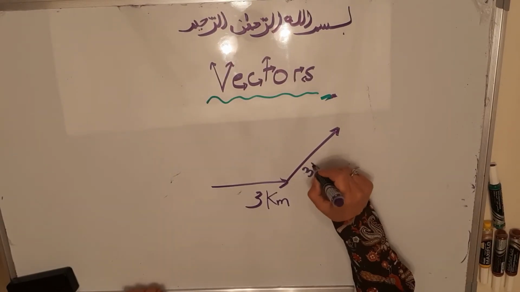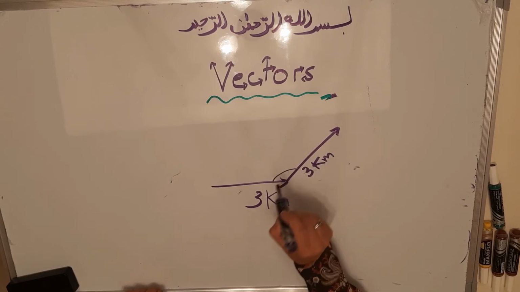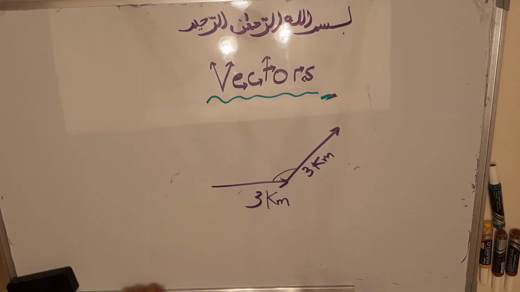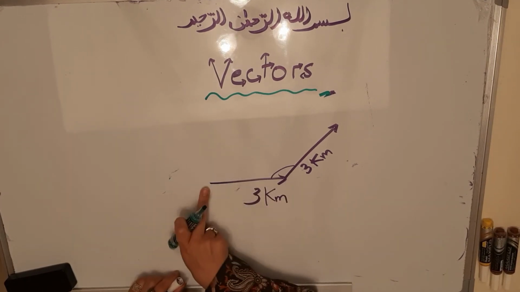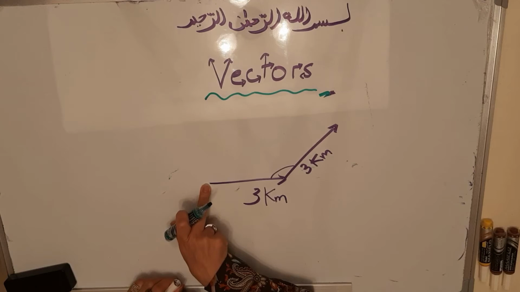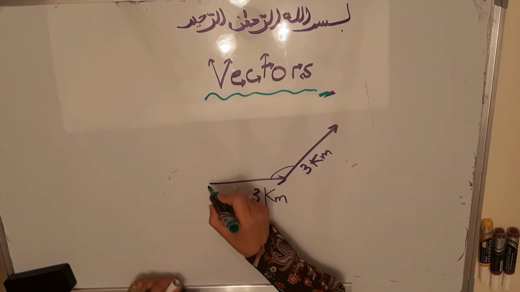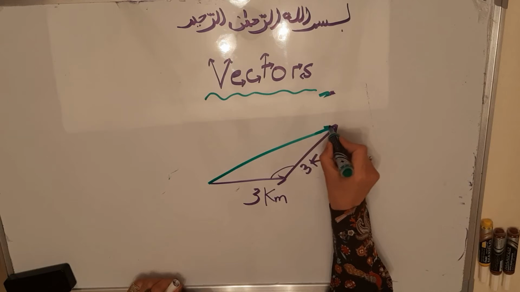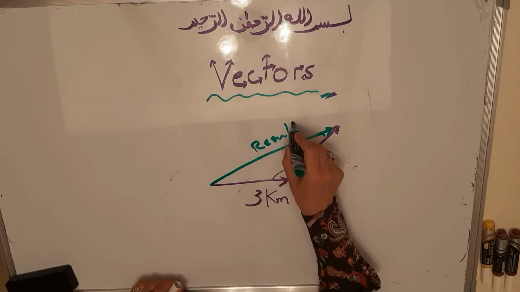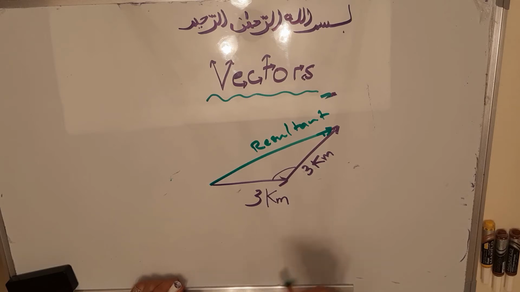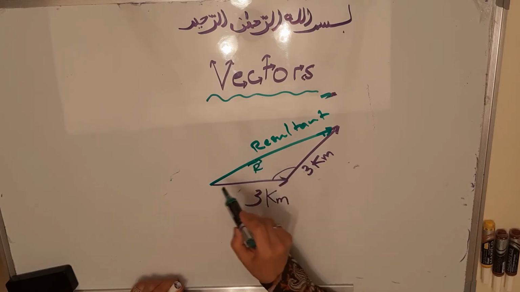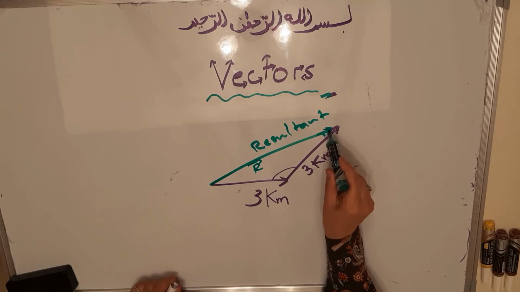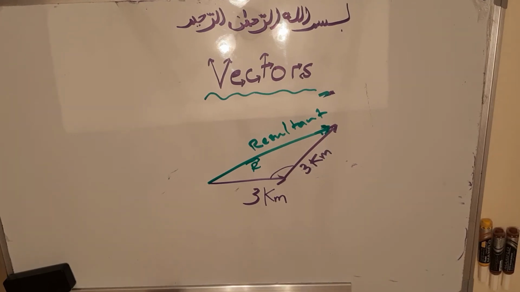Okay, so imagine that I walked 3 kilometers due east, and then I walked 3 kilometers, but then the angle here is different from 90 degrees. The angle here is more than 90 degrees. So the resultant is going to be, again, from the tail of the first vector to the tip of the second vector. Okay, so this is the resultant.